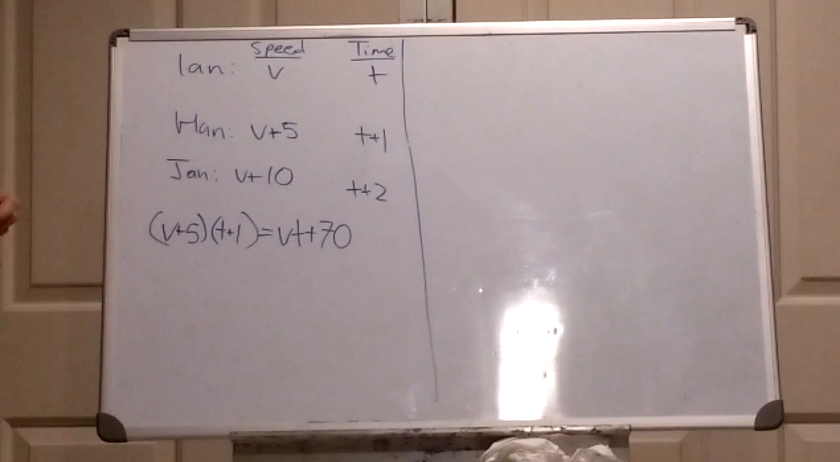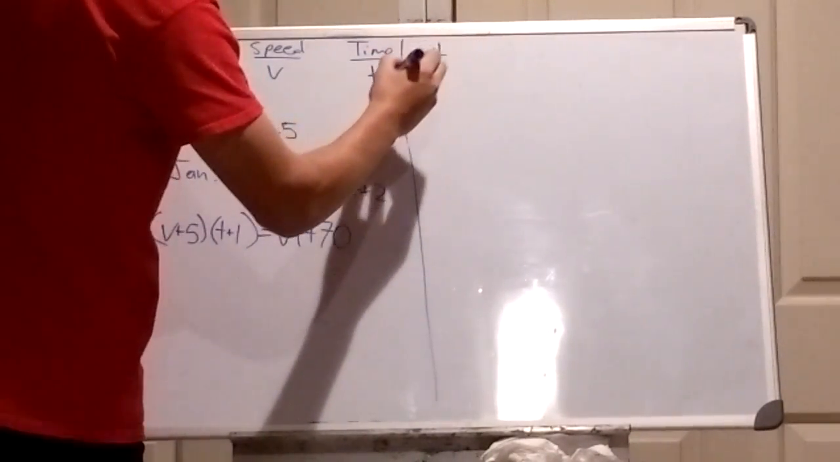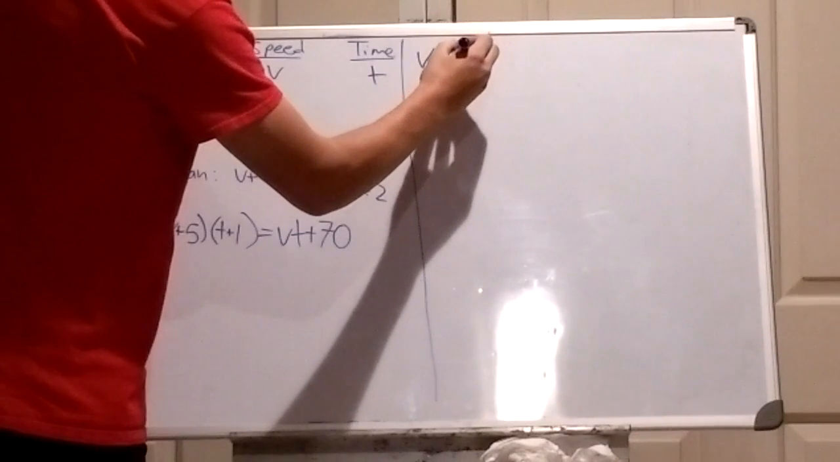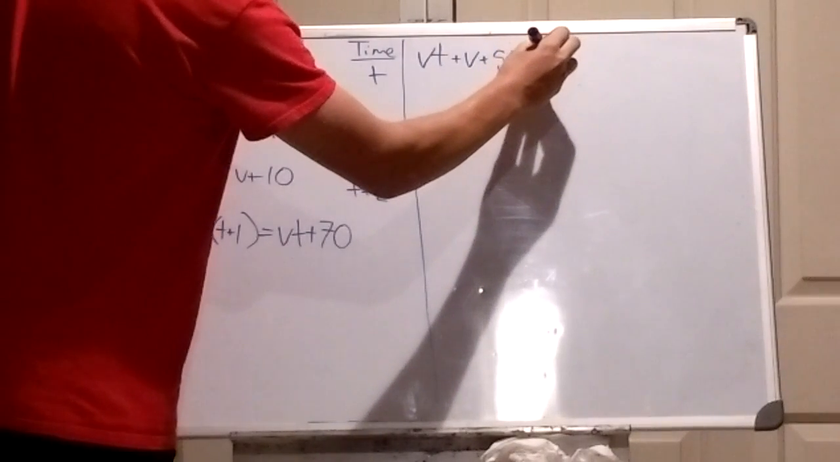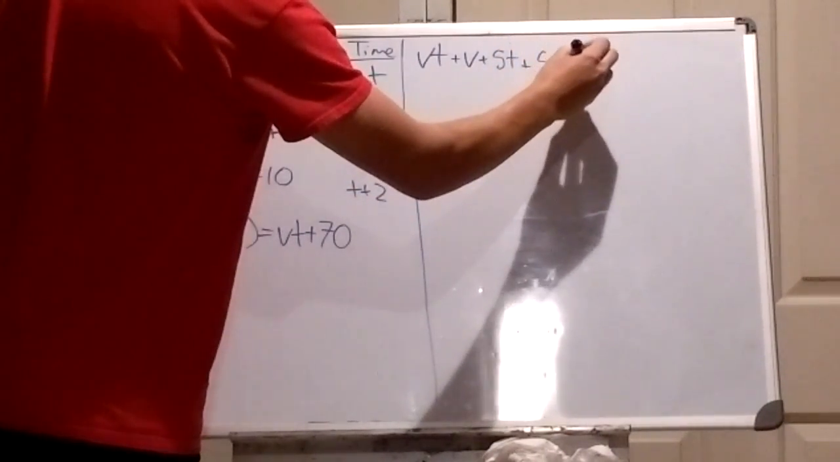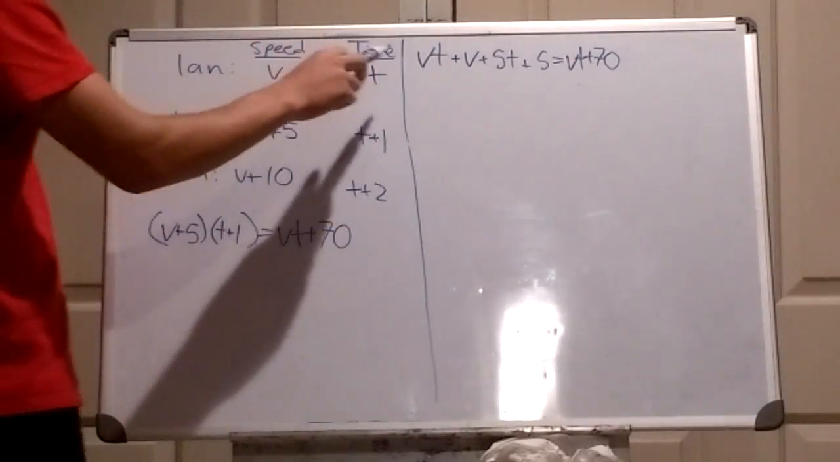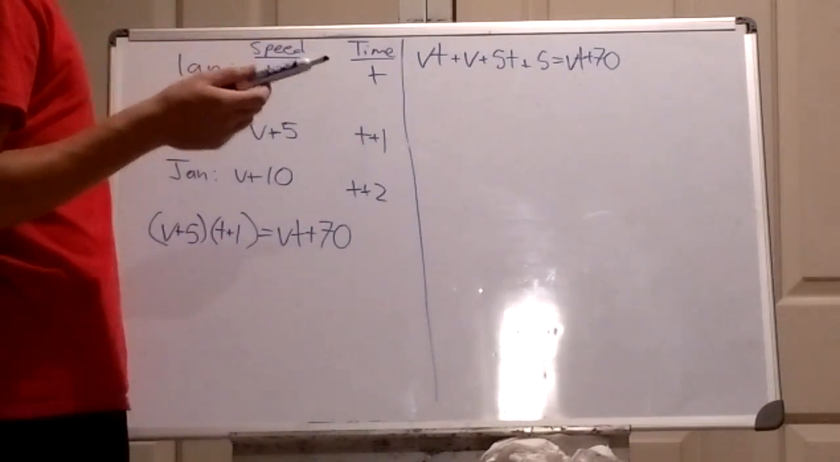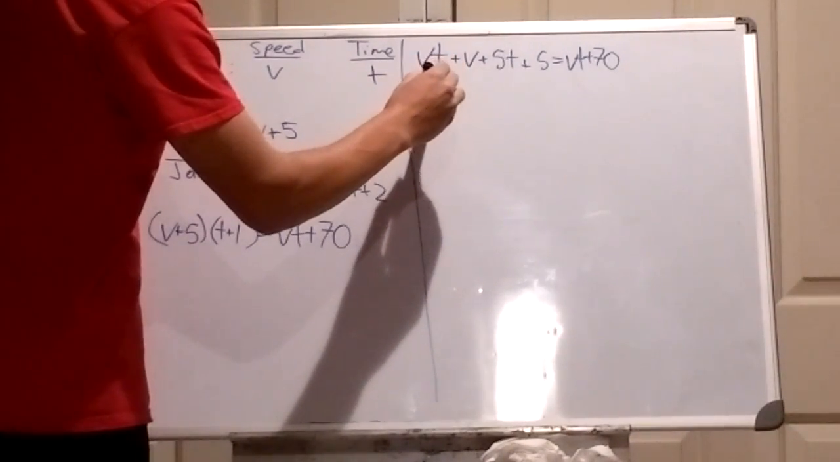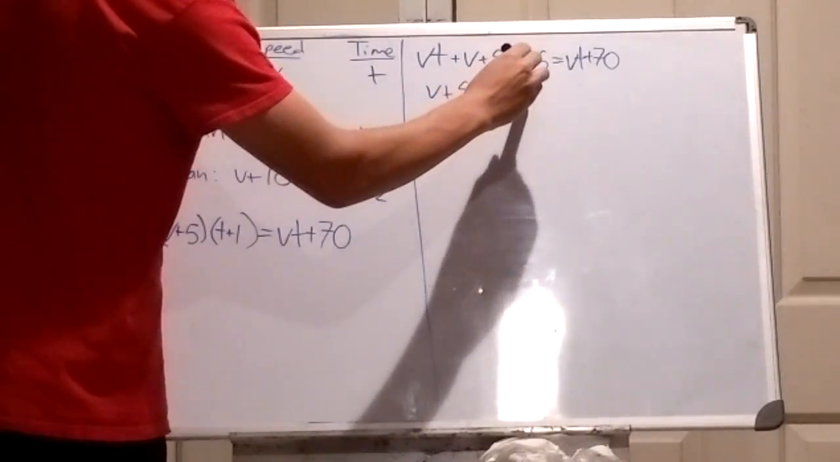Okay, now we can actually simplify this a little bit. We can cross multiply all the terms. vt plus v plus 5t plus 5 equals vt plus 70. Now we can cancel some terms out. As we see, we have vt on both sides, and we have constant integers on both sides. So we get v plus 5t is equal to 65.